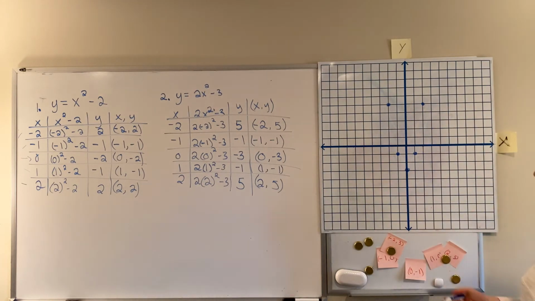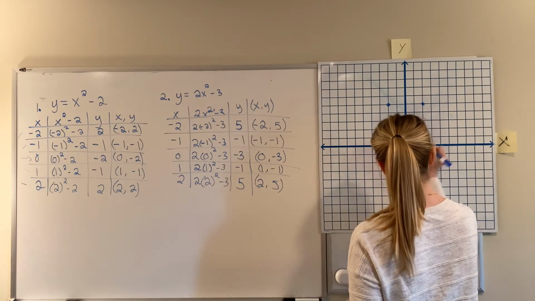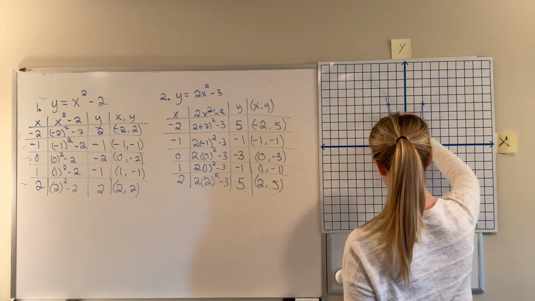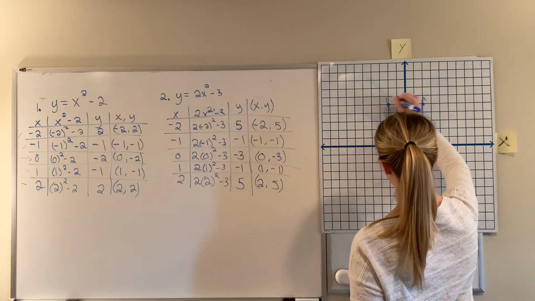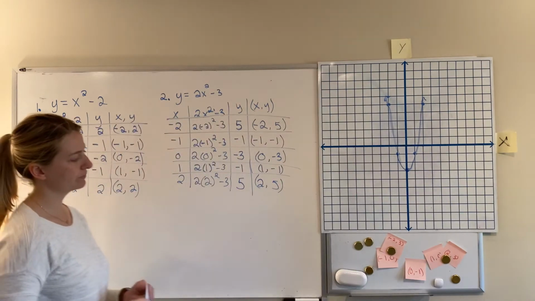Now, draw your U shape because we know that it is a parabola because we have x squared. Any kind of graph that is squared is going to take a U shape. And there we go. We're done with that one.